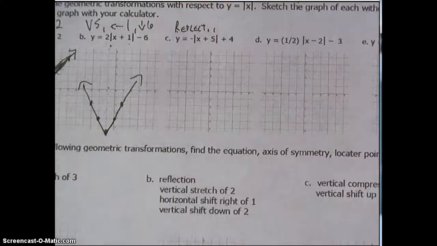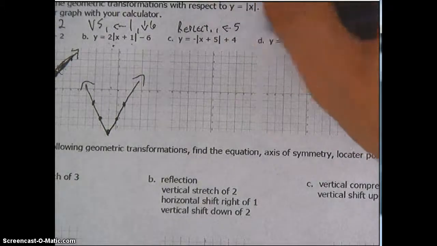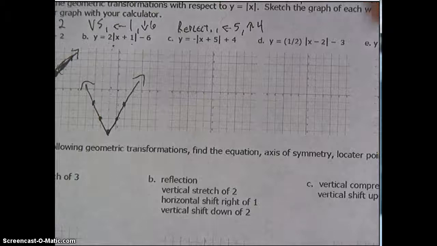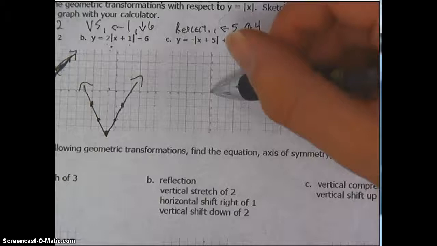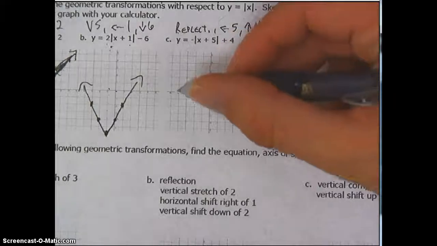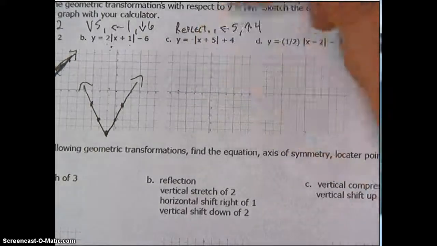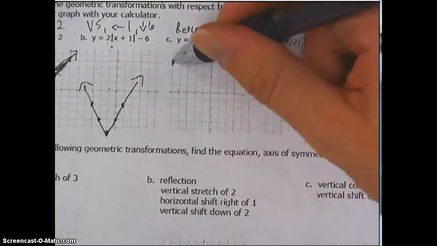That plus 5 means left 5. That plus 4 means up 4. So it's a reflection. We'll come to that in just a second here. You'll want to go left 1, 2, 3, 4, 5, and then up 1, 2, 3, 4.